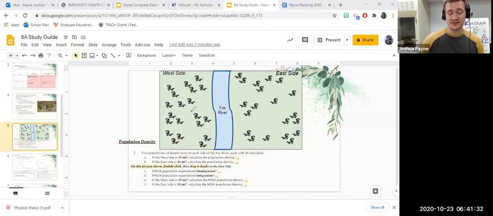Next, we're talking emigration versus immigration. Let's say I take this skunk right here. I take this skunk and it crosses over the river and joins this population. Now this population over here experienced emigration with an E. That's because that organism is leaving the population, it's exiting, so that is emigration.